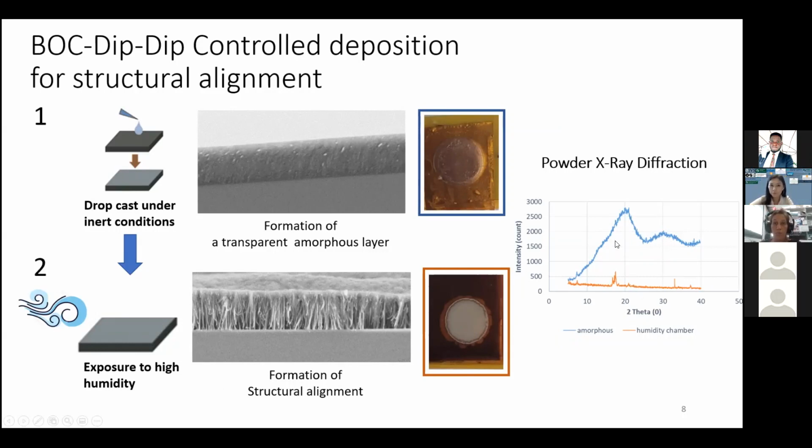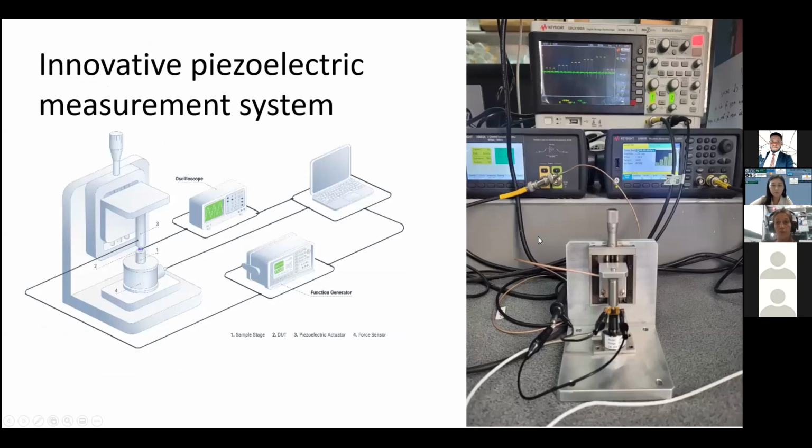The powder XRD indicates the amorphous layer and the crystallinity of the layer upon exposure to high humidity. In addition, in order to evaluate the macroscopic piezoelectric effect of our deposited layer, we've established an in-house measurement system. Here you can see a scheme of the measurement system operation and a photo of the actual system. I want to go quickly over the components of the system. But first, the system is based on the direct piezoelectric effect, meaning that we apply force on a sample, then we measure the generated voltage.